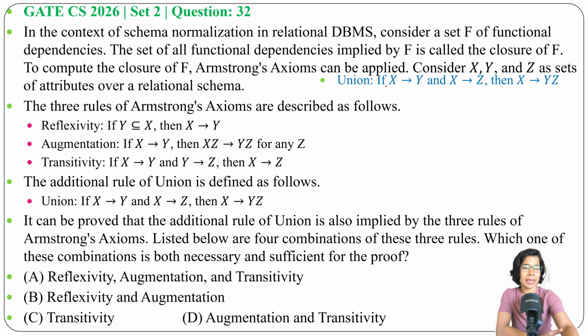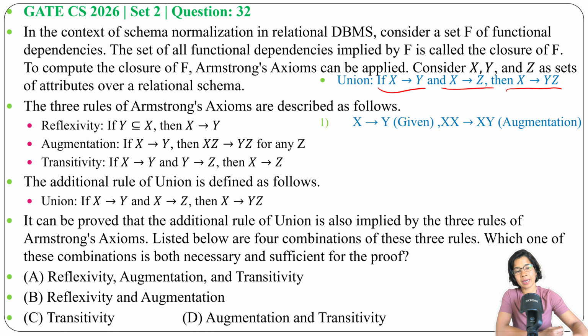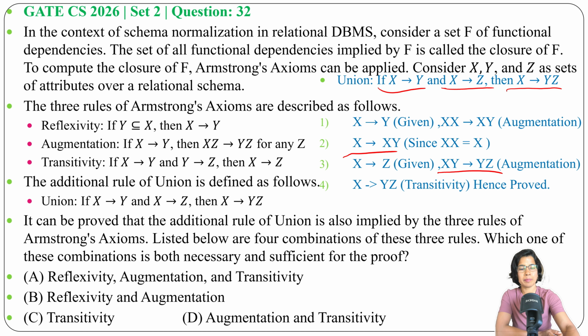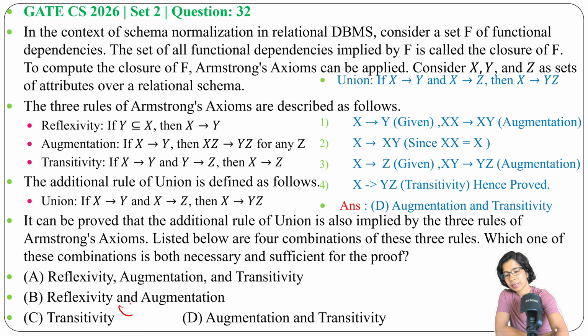In case of union, X implies Y is given, X implies Z is given, then X should imply YZ. So X implies Y is given, we can add X on both sides by using augmentation. So that will be X implies XY. And X implies Z is given, we can add Y on both sides by using augmentation: XY implies YZ. X implies XY, XY implies YZ, hence X implies YZ by using transitive. Hence, it is proved that by using augmentation and transitive, we can get the union. So only transitive is false, augmentation and transitive is true.